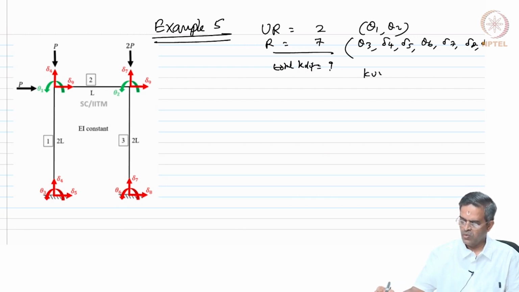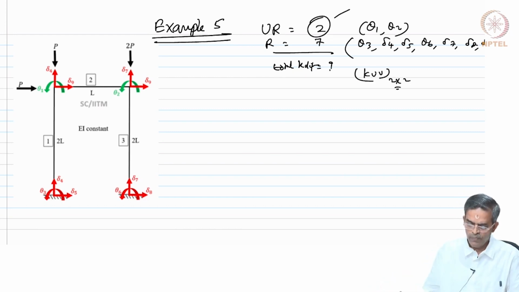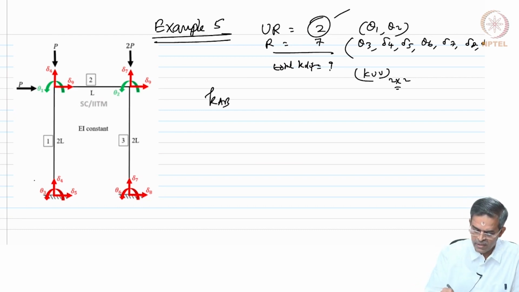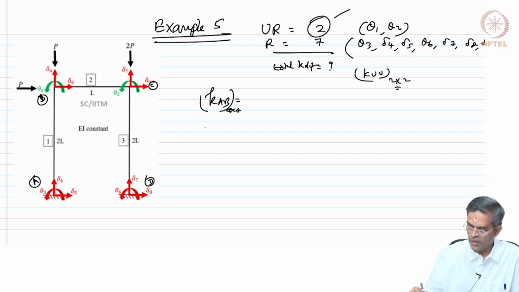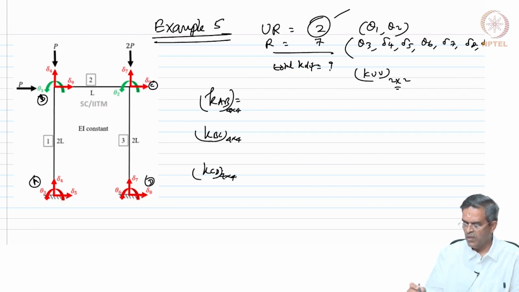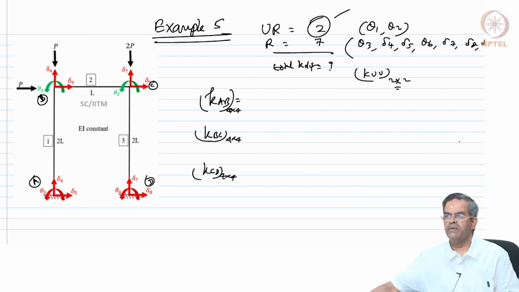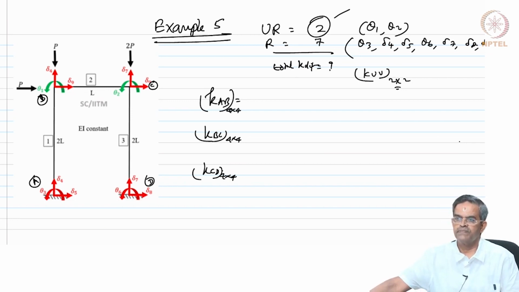So, KUU will be of size 2 by 2 because the unrestrained degree is only 2, and each K, that is KAB, let us say this is my A, this is B, C and D. So, KAB will be of size 4 by 4, KBC will be of size 4 by 4 and KCD will be of size 4 by 4. Let us write down quickly the labels for these.